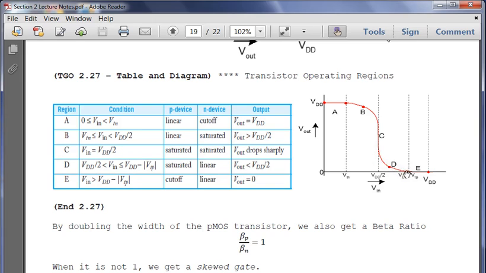And then for section E, Vin is greater than VDD minus Vtp, so now it has exceeded the threshold of the PMOS device, so it's gone to cutoff, and the NMOS device has gone into linear. So for the TGO, you should be able to do the table as well as this diagram.